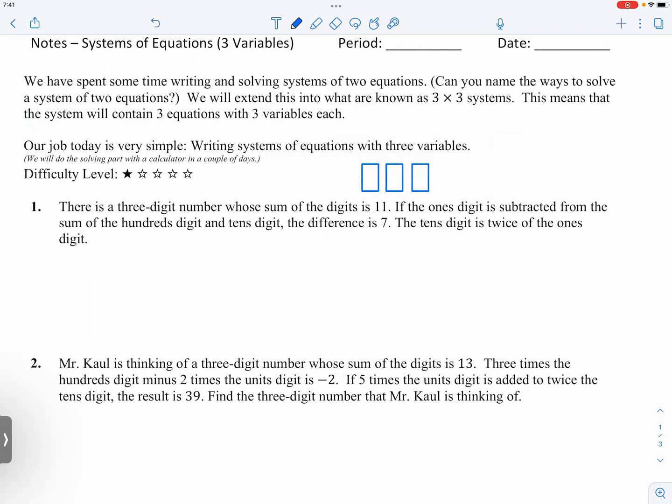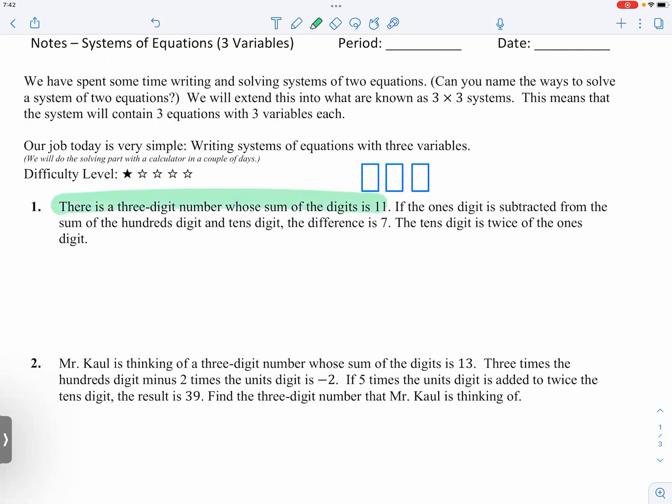We have 3 spaces right here, the hundreds, the tens, and the units or the ones. You know where they are. We have these 3 slots, and we want to figure out what these numbers are. Let's go ahead and look at each. Let me go ahead first and see if mine matches yours.